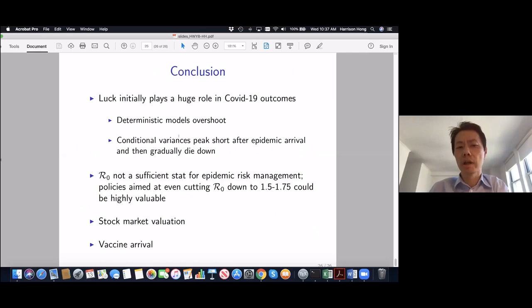So conclusion, luck plays a huge role. Deterministic models overshoot. Conditional variances are really key for characterizing COVID risk. R0 is not a sufficient statistic when it comes to managing epidemic risk in an economic sense, and the role of vaccines also plays a crucial role when it comes to managing the economic crisis.